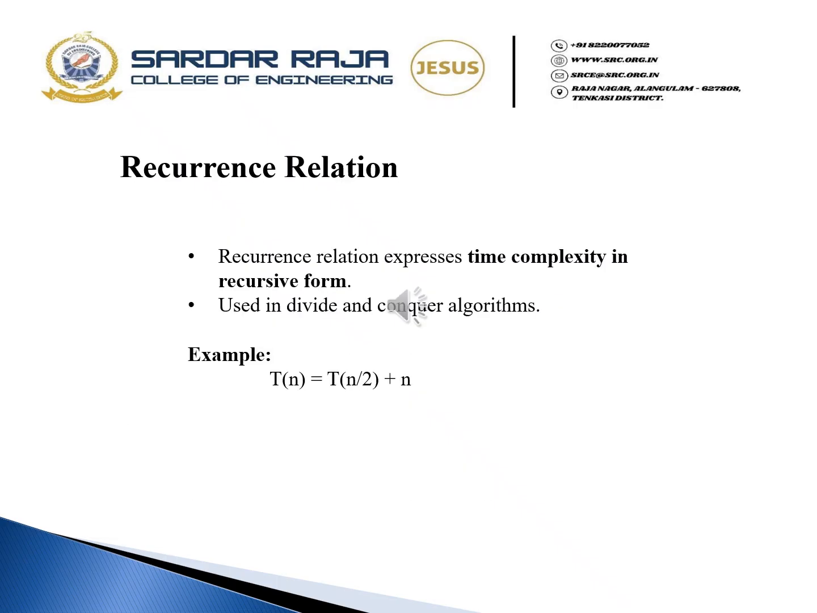Then a recurrence relation is an equation that defines a function in terms of smaller inputs of itself. In the context of algorithms, it expresses time complexity for recursive algorithms. The purpose of a recurrence relation is to help determine how the total work done grows as the input size increases. It is mainly used for divide and conquer algorithms like merge sort, quick sort, and binary search, etc.